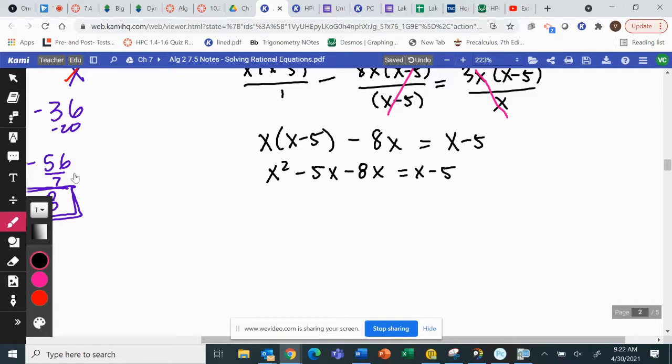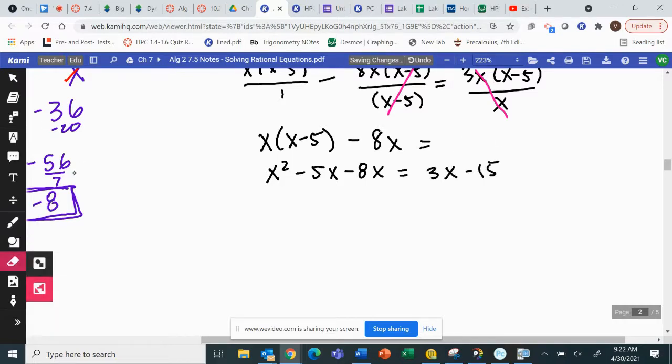It just went on a bathroom break for a moment. I don't know where it went. 3x minus 15. I should probably, let me write it how I had it before. Thank you, Ashlyn, for saving me some time of figuring out what I did wrong. There you go.